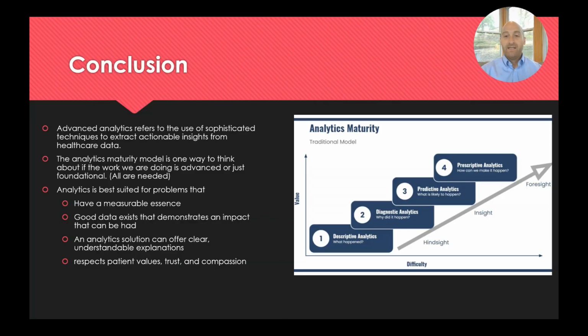So know this entire environment and where you're working within it. Analytics is best suited for problems that have a measurable essence, good data that exists, and that we can demonstrate an impact that can be had. An analytics solution can offer a clear, understandable explanation of what it's doing, and we are doing so with respect for patient values, trust, and compassion. So that is my overview of what advanced analytics actually is in healthcare.